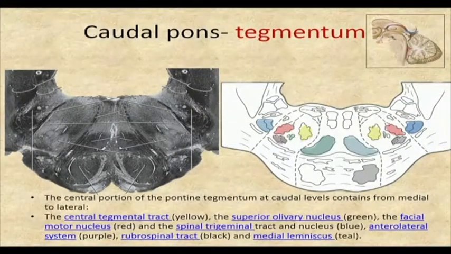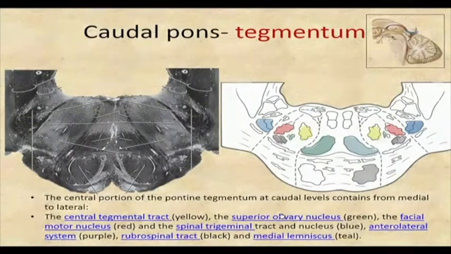The central aspect of the tegmentum has a lot of goods in there too. And I know, I'm sorry. So some of them you're not going to learn a lot about until later on, like the central tegmental tract and the superior olivary nucleus, which is important for the auditory system. But we already talked about the facial motor nucleus, so that's going to be in this area. And you already know about the spinal trigeminal nucleus and tract here.